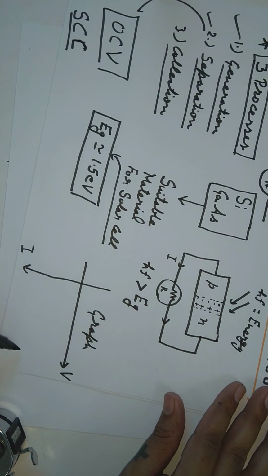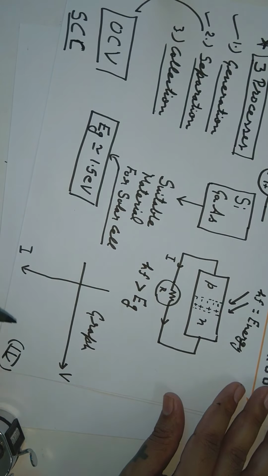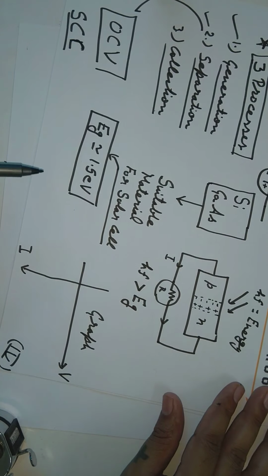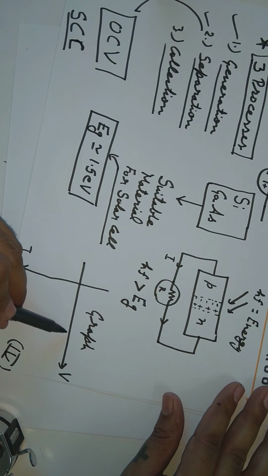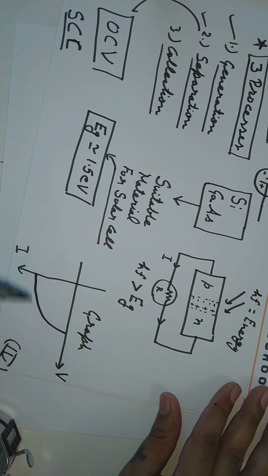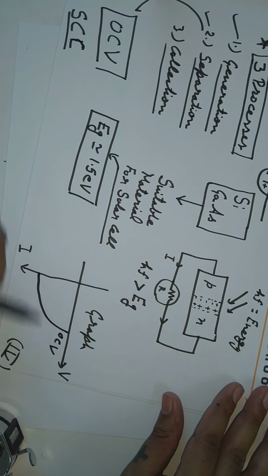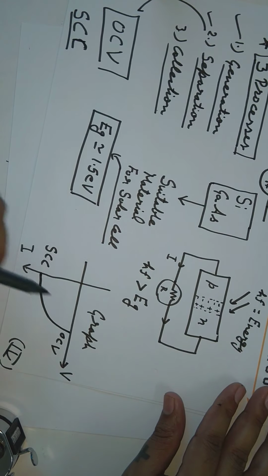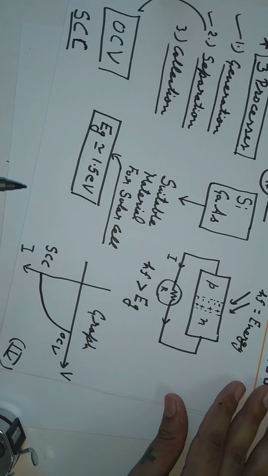So this graph comes in the fourth quadrant because the solar cell does not consume electricity, rather it generates electricity. Its graph will be neither in the first quadrant nor in the third quadrant; it will be in the fourth quadrant. This is the open circuit voltage, and this is the short circuit current. This is how a solar cell works.